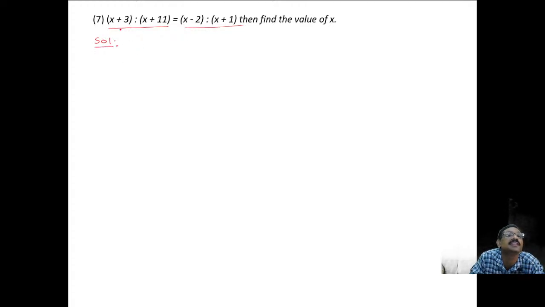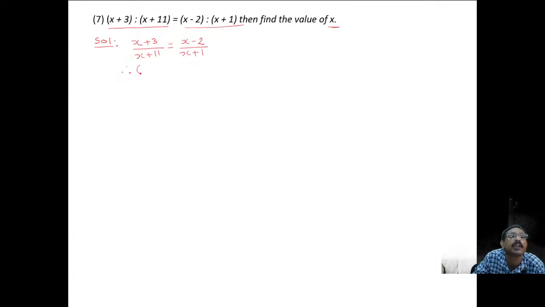Now, how do we write this? x plus 3 is to x plus 11. So, we write this as x plus 3 upon x plus 11 is equal to x minus 2 upon x plus 1. Now, what can be done so that we can get the value of x? One thing that comes to mind is, can we cross multiply this? Let's cross multiply and see what we get.